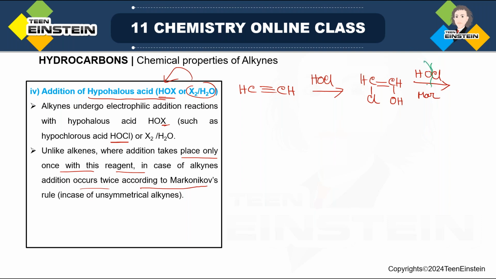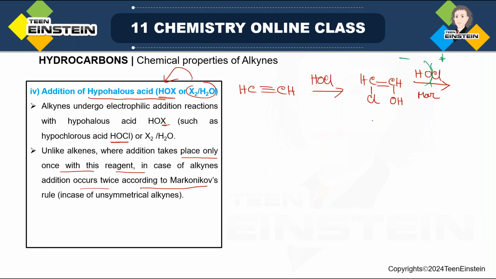So the HO part will be the negative part and this will be the positive part, because oxygen is more electronegative, right? Now the negative part will be added to that carbon which, as we know, has the lesser number of hydrogen. But here that theory you cannot apply directly because both sides have the same number of hydrogen. Now the question is, on which side the positive charge is generated, that will be more stable.